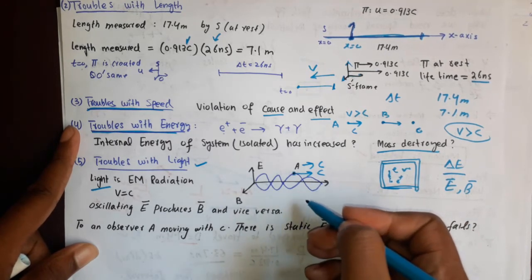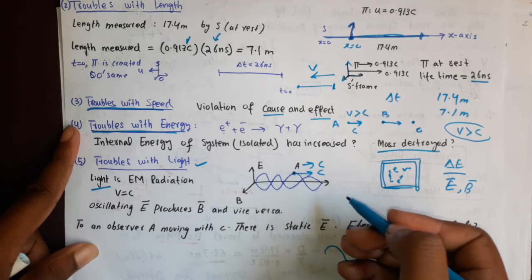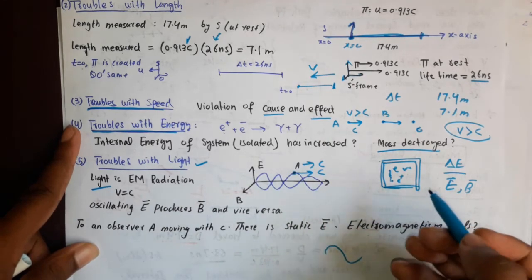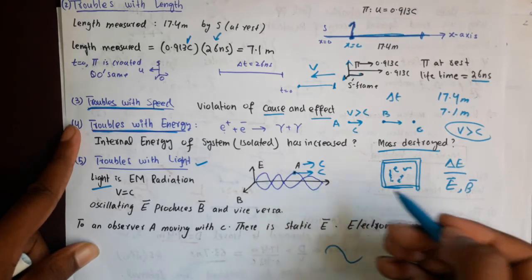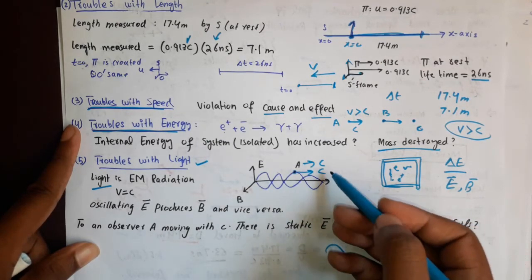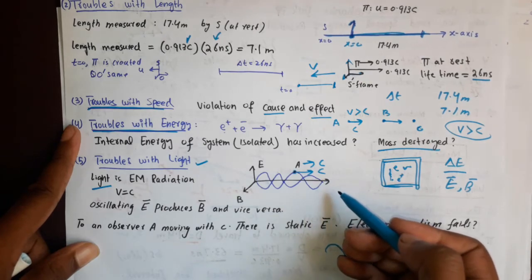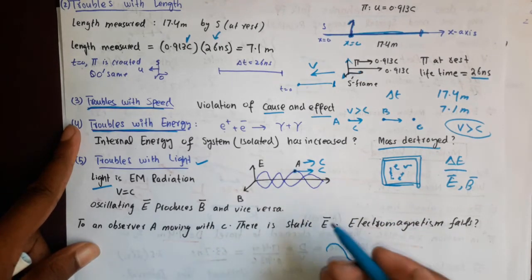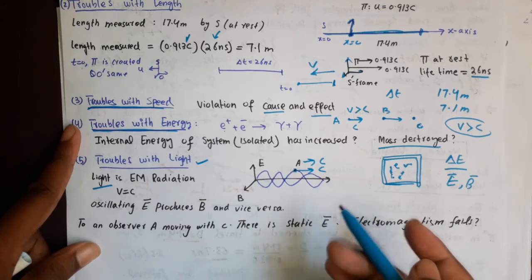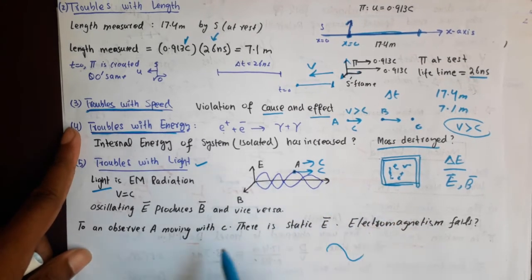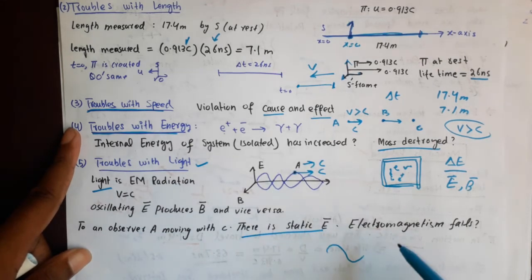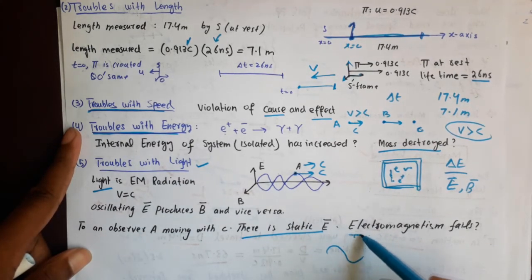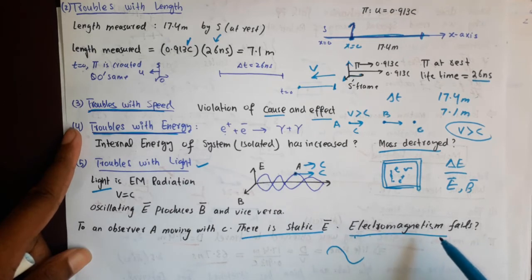If there is a static electric field, there should be a static magnetic field. I mean, if the electric field is not oscillating, not changing with respect to time, there should not be any magnetic field. So if there are static electric and magnetic fields, we cannot have light, we cannot have electromagnetic radiation. So that was another problem. To an observer moving with the speed of light, there is a static electric field. So the entire electromagnetic theory for light fails.